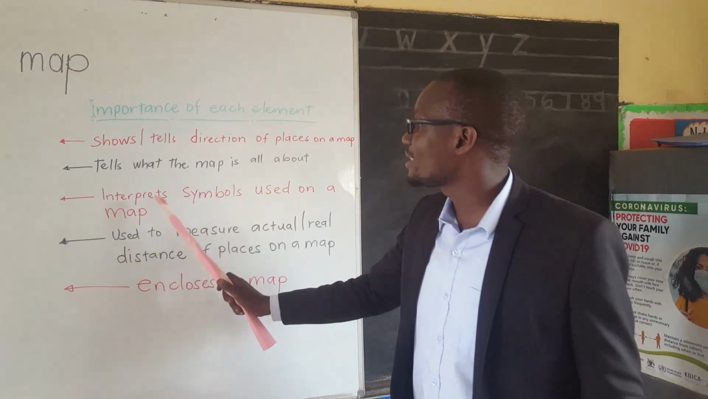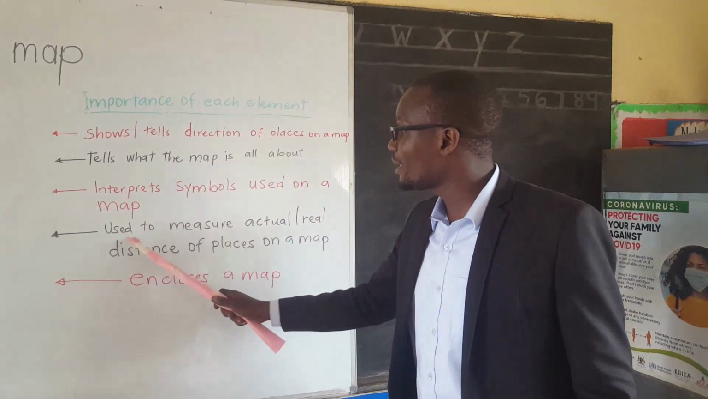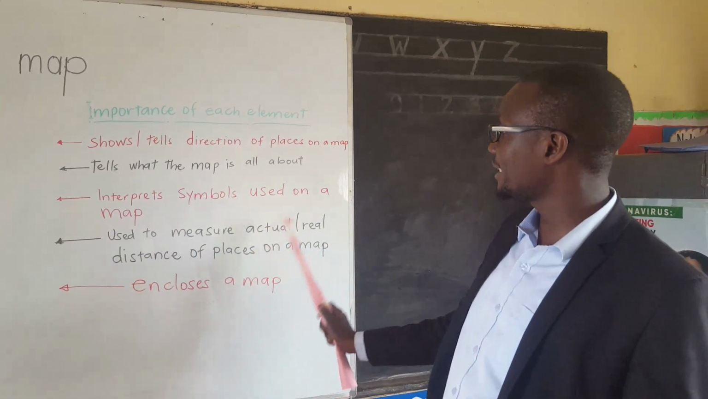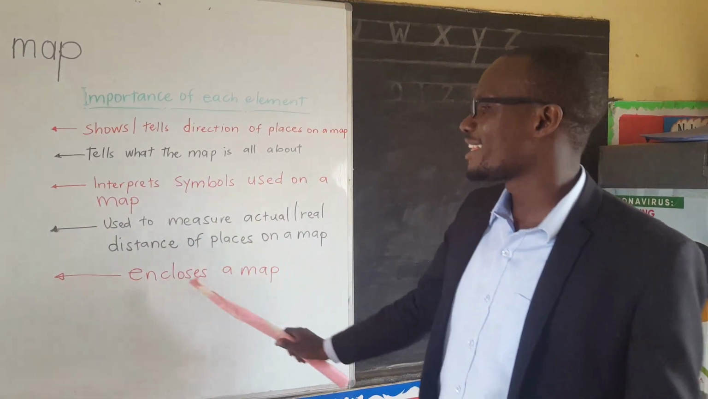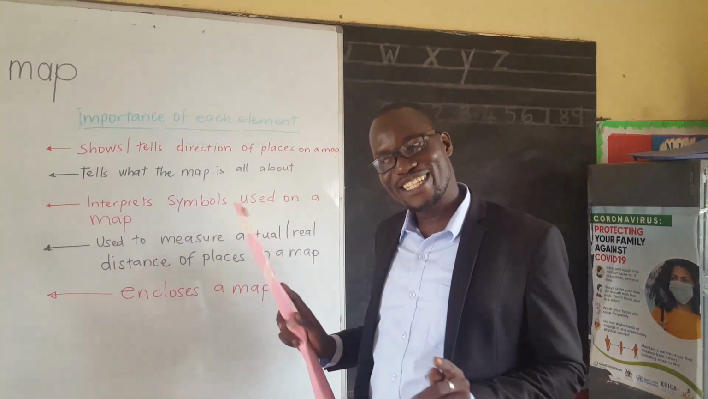There is also an element that interprets symbols used on a map. There is also an element used to measure actual or real distance of places on a map. And there is one that encloses a map. Can you guess what it is?